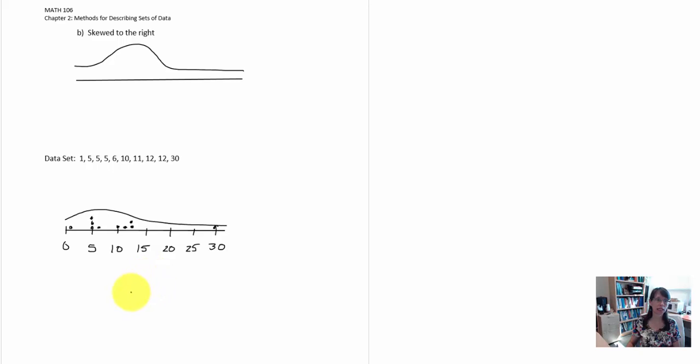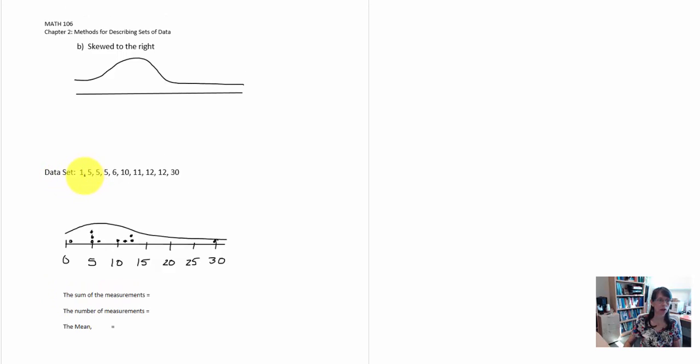And now we'll calculate the mean and the median, compare them, and see if the mean is greater than the median. Our data set includes the numbers 1, 5, 5, 5, 6, 10, 11, 12, 12, and 30. So the sum of those measurements equals 97. The number of measurements in the data set is 10. So the mean, which we are calling x bar, should be equal to 97 divided by 10, which would be 9.7.